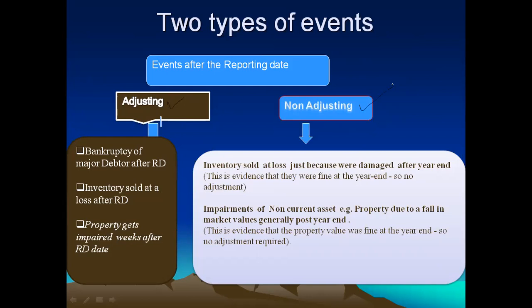So there are two events that will occur after 31 December, after the reporting date. Number one, adjusting events, and number two, non-adjusting events. Okay, let's have examples of adjusting events.